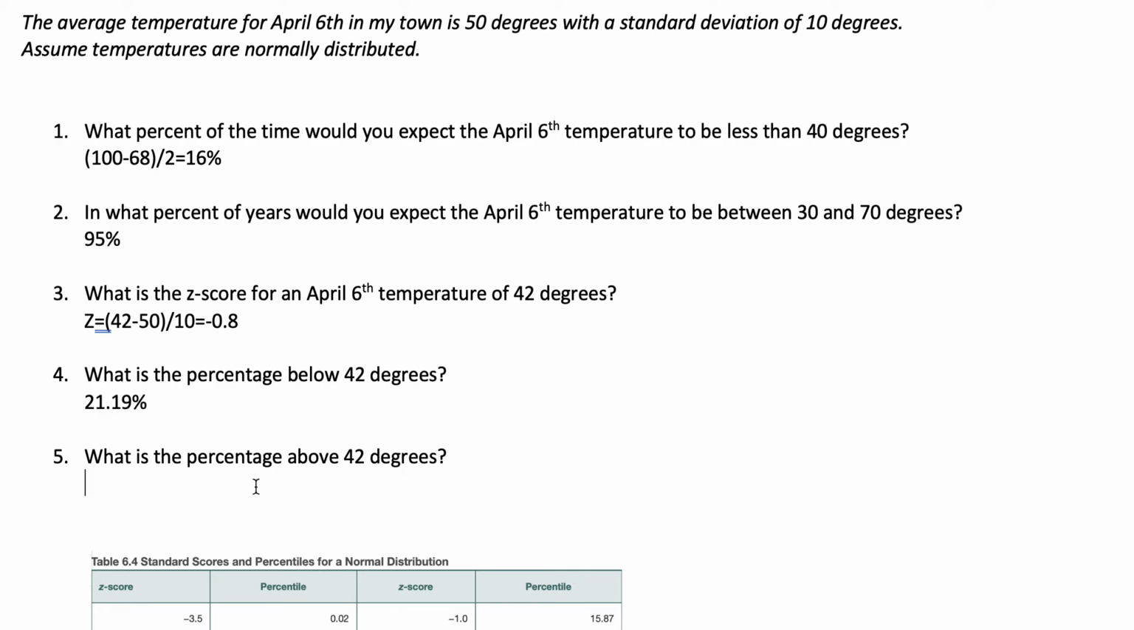All right, and the final question here is, what is the percentage above 42 degrees, or what percent of the time is the average temperature on April 6th above 42 degrees? And to do that, I will take 100% and then subtract 21.19. And the answer here is 78.81.